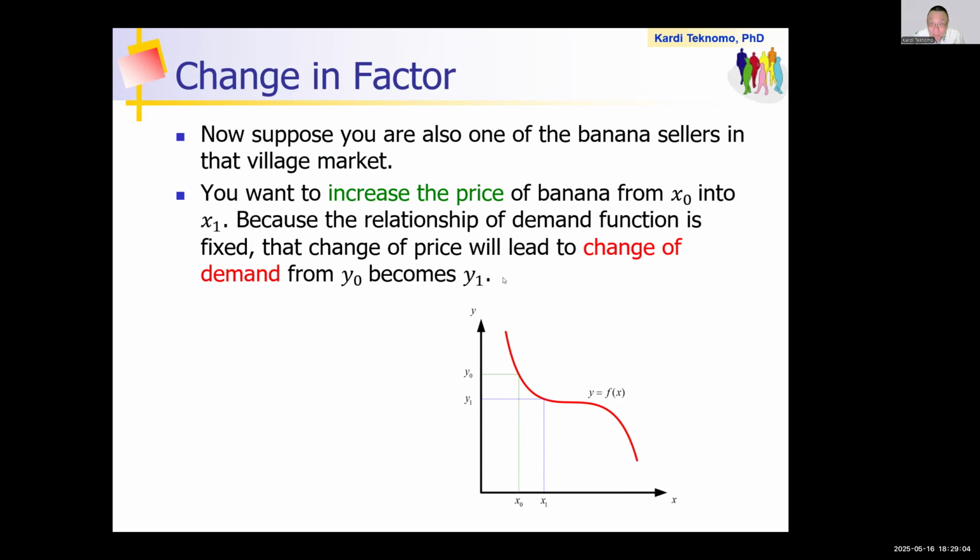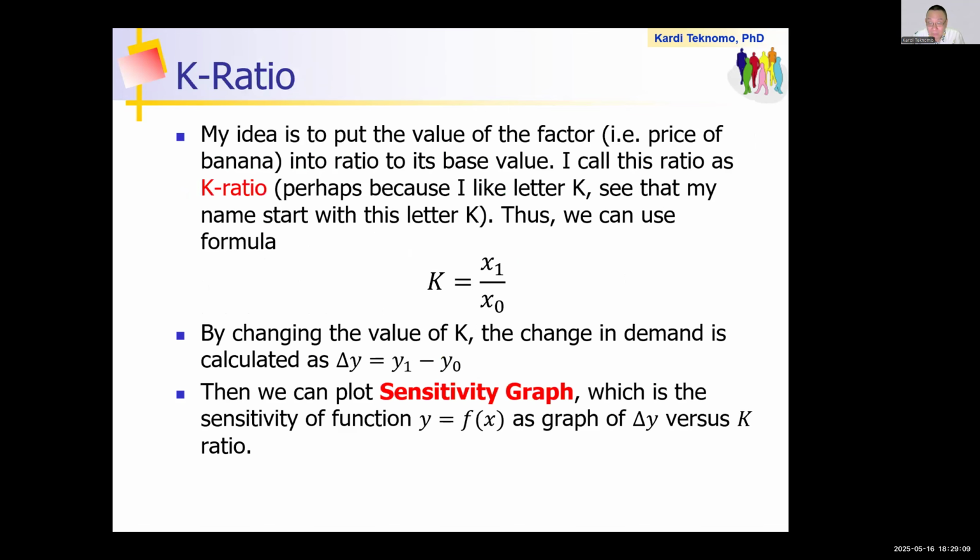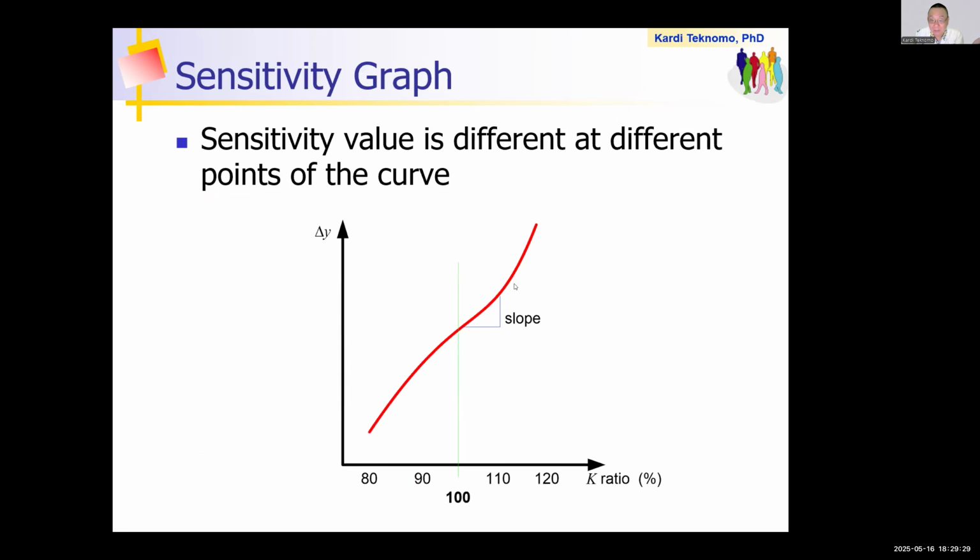So I can introduce one thing. How about instead of minus, this is my idea, you put the factor, for example, the price of the banana, into a ratio. So x1 divided by x0. Based on this, we can plot a sensitivity graph, something like this.